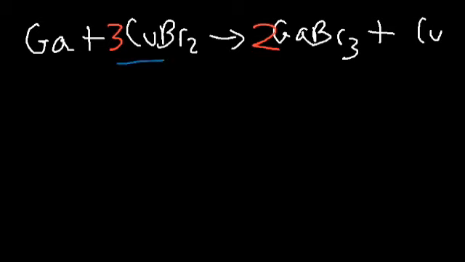We have 3 copper atoms on the left, so we need to put a 3 in front of Cu. And we have 2 gallium atoms on the right side, so we need to put a 2 in front of Ga. And the reaction is balanced. That's all you got to do for this example.